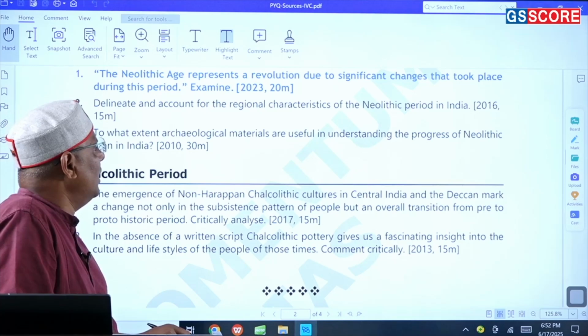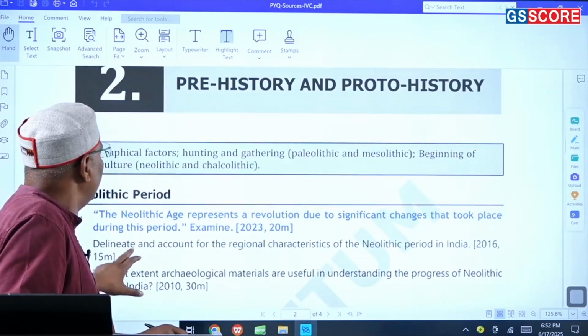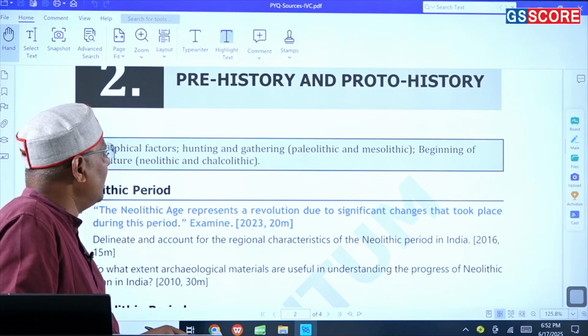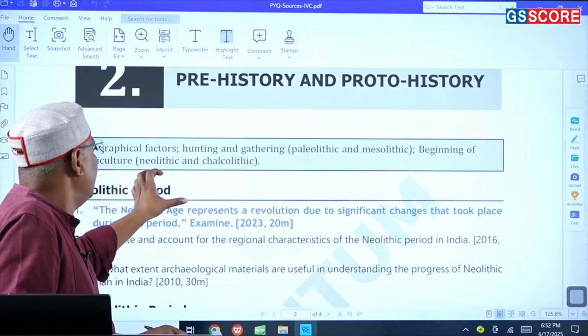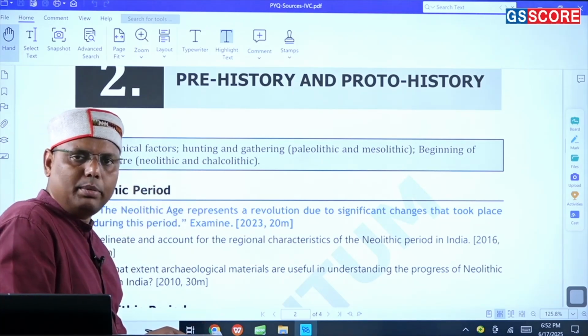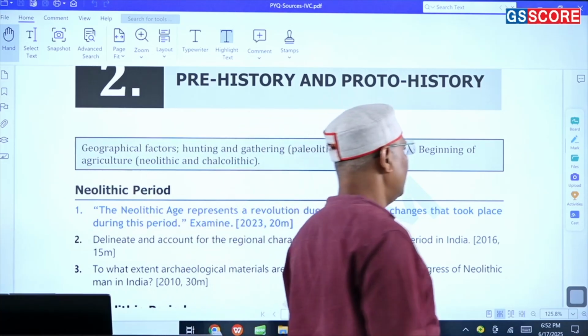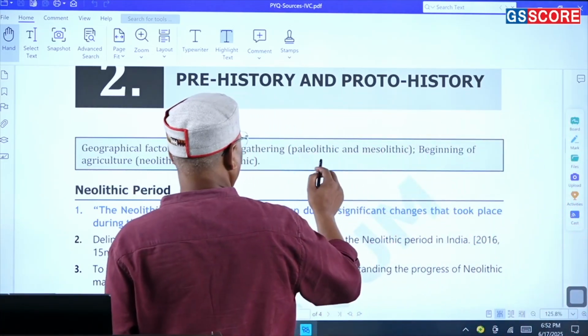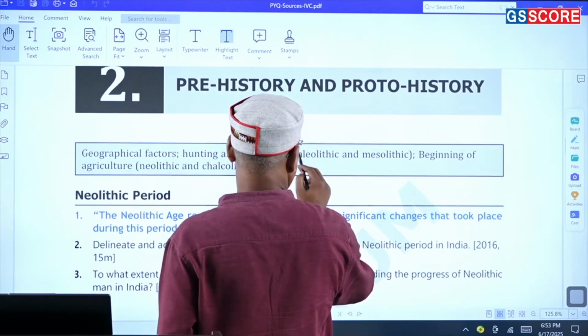Unfortunately, when it comes to the syllabus, what they have given is the geographical factors, hunting and gathering, Paleolithic and Mesolithic, beginning of agriculture, Neolithic and Chalcolithic. That is what is provided in the syllabus. Now look, when it comes to the Paleolithic and Mesolithic, right?